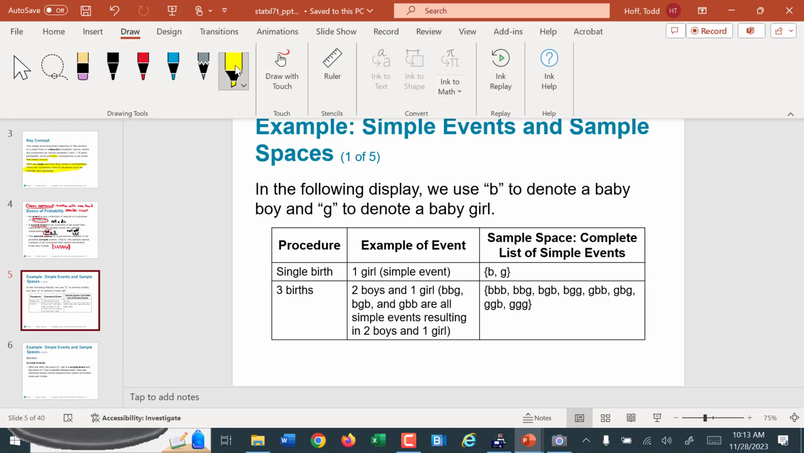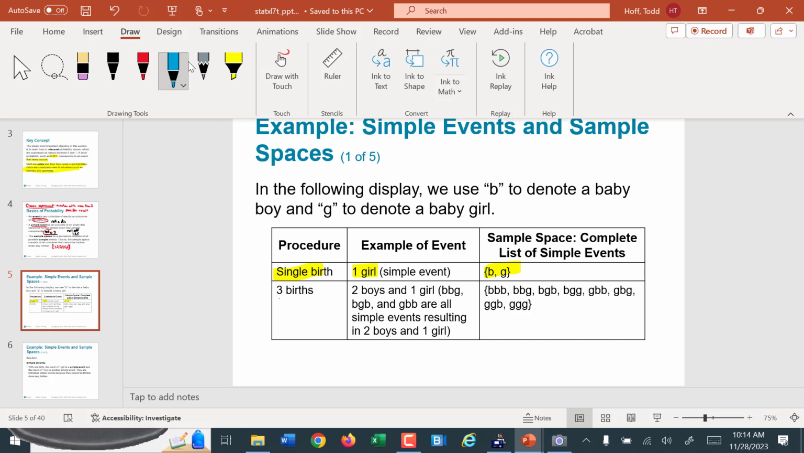First, our first procedure we're going to talk about is a single birth. An example of a simple event would be having a girl. That would be a simple event. It can't be broken down any simpler than that. Or having a boy could also be a simple event. The sample space listed out, we can either have a boy or we have a girl.